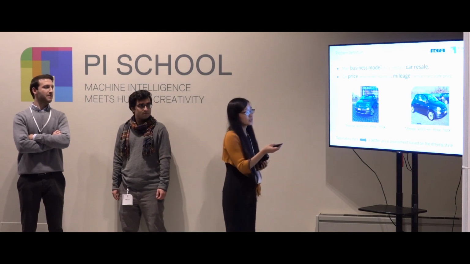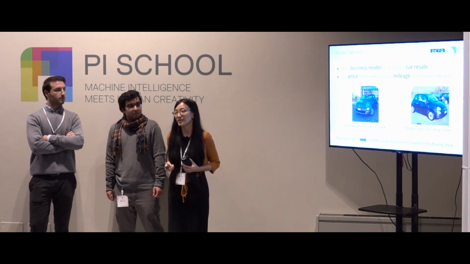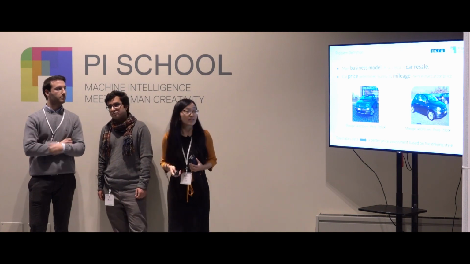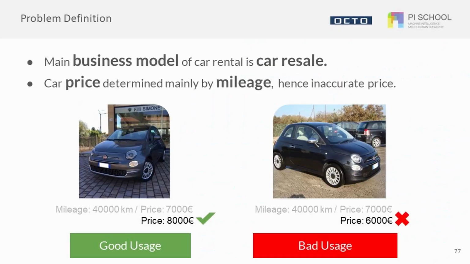If you look at these two examples of cars, the traditional way to price a car is based on the car mileage. So these two cars would have the same mileage and then the same price. But thanks to the black box information in the car, we could see that the car on the right-hand side has been badly driven, so it should be priced down, whereas the car on the left-hand side has been well driven and it could be priced up.